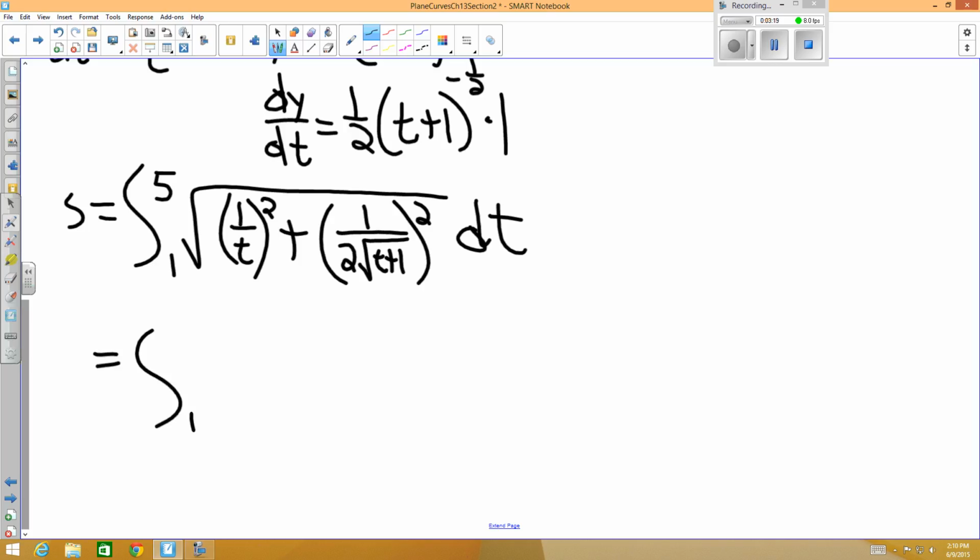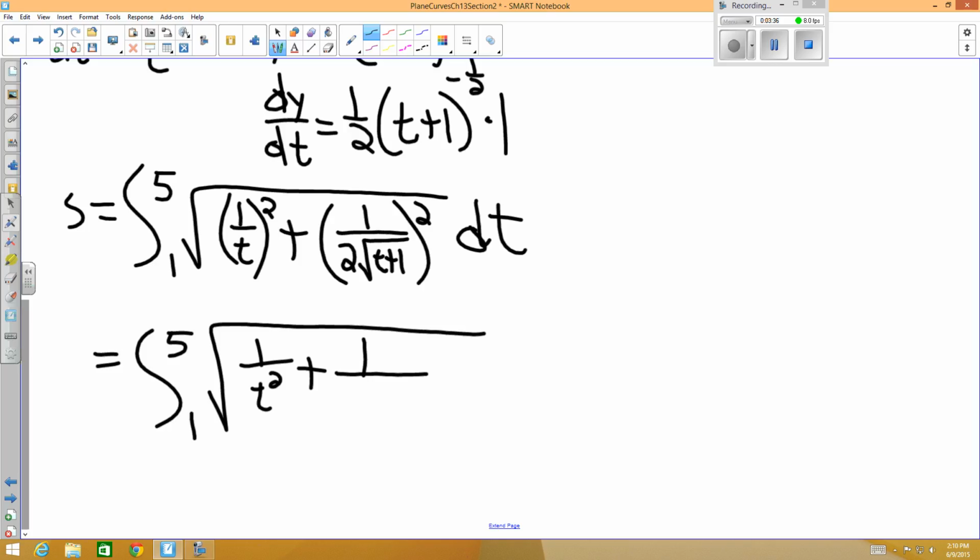notice that we can end up with the square root of 1 over t squared plus, and when you square the 1 over 2 square root of t plus 1, you're going to square the 1, which gives 1, and then you're going to square the 2, which gives 4, and then when you square the square root, the square and the square root go away, so this is t plus 1. So that does look a little bit cleaner, but it doesn't get us very far. Nevertheless, we're only asked to set up the integral required to find the length of the curve from 1 to 5.